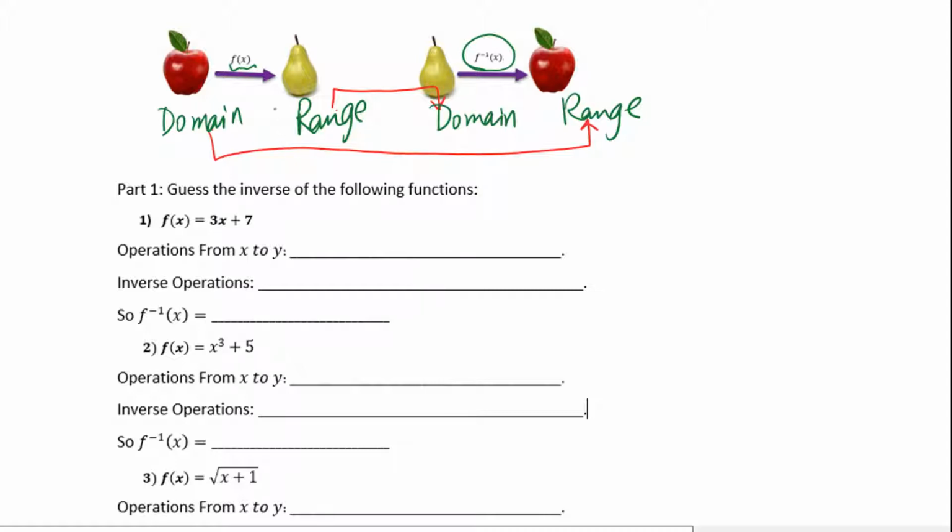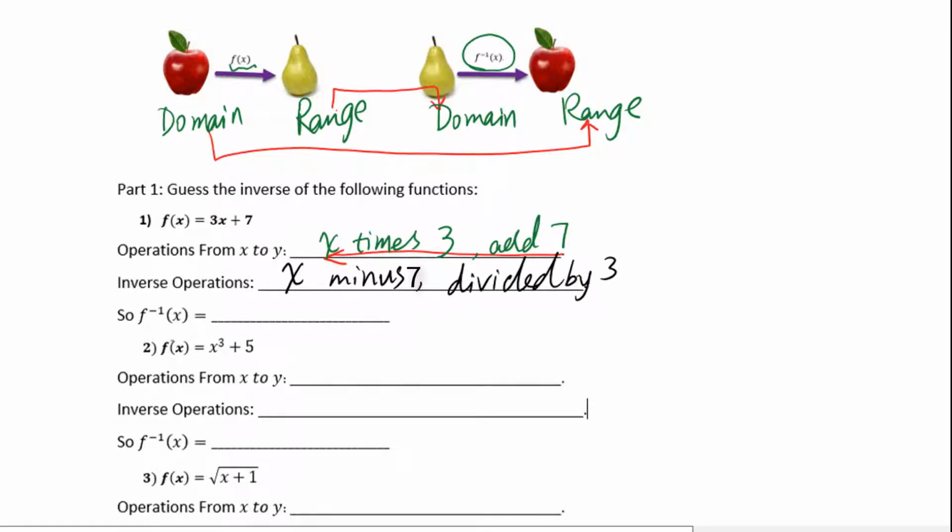Part 1. Guess the inverse function of the following functions. Number 1, f of x equals 3x plus 7. Operation from x to y. First step, x times 3. Then you add 7. The inverse operation will be backward. x minus 7 and then divided by 3. So inverse f of x will be (x minus 7) over 3.